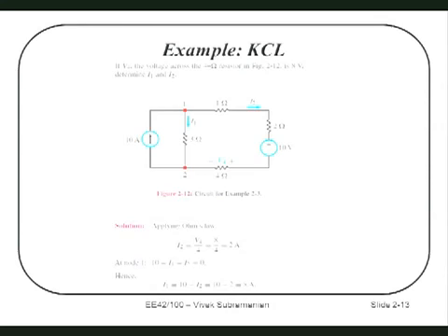Now let's go back to the problem. Here's the problem that I'm giving you. If V4, the voltage across the 4 ohm resistor, is 8 volts, I want you to determine I1 and I2. So I2 is easy. I2 is V4 over 4. That's 8 over 4. That's equal to 2 amps. First part.